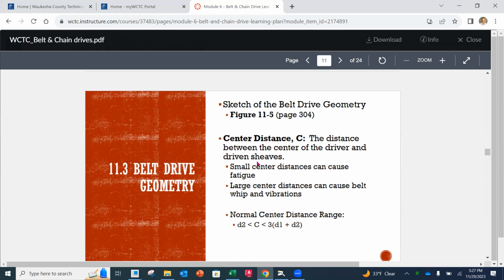Belt drive geometry. If we look at figure 11.5, which we have looked at already, this is a sketch of the belt drive geometry.